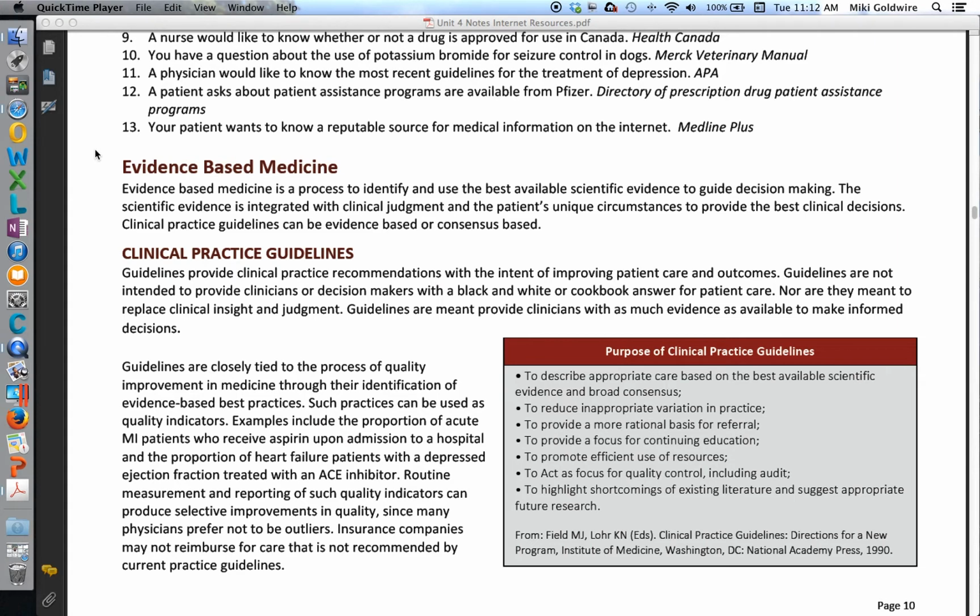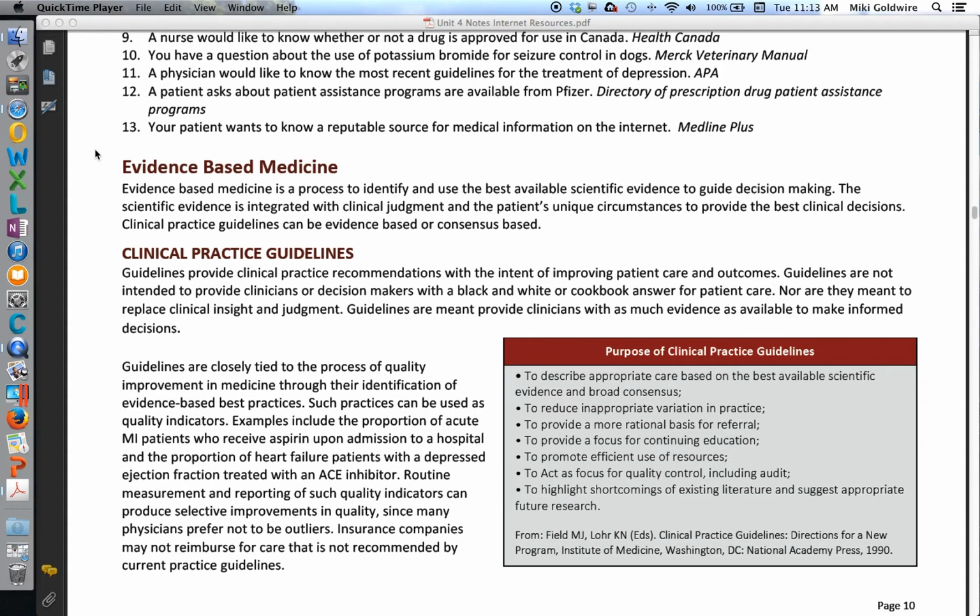Guidelines provide clinical practice recommendations with the intent of improving patient care and outcomes. Guidelines are not intended to provide clinicians or decision makers with black and white or cookbook answers for patient care, nor are they meant to replace clinical insight and judgment. Guidelines are meant to provide clinicians with as much evidence as possible to make informed decisions.